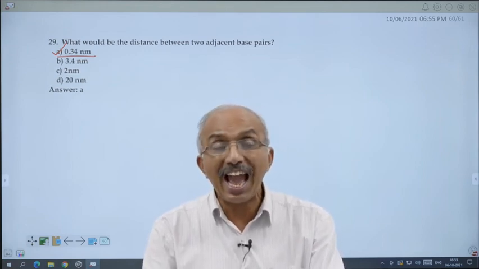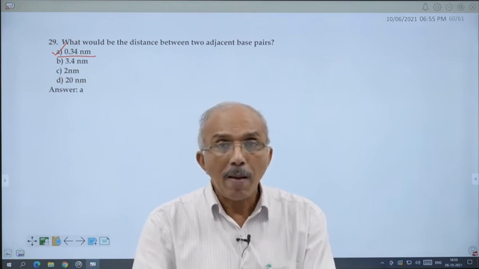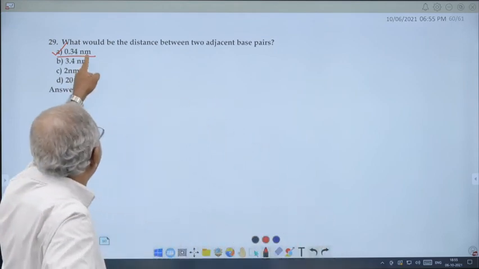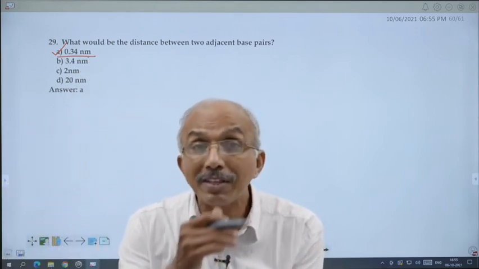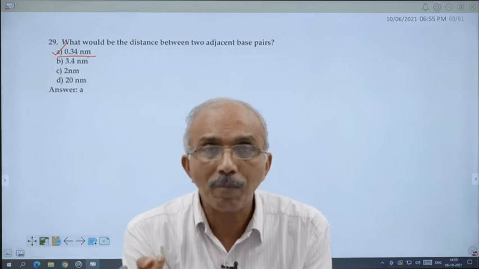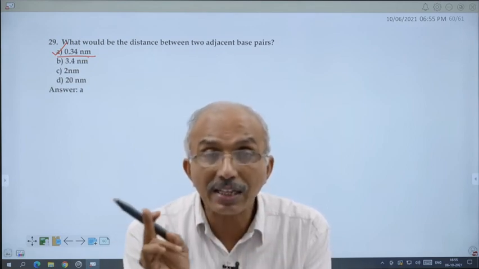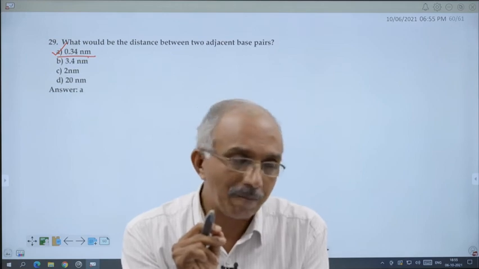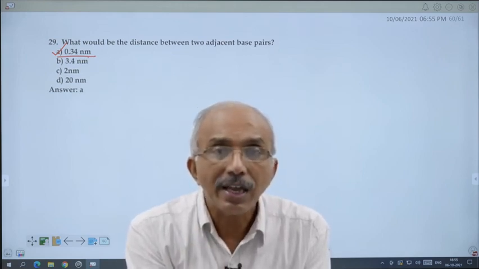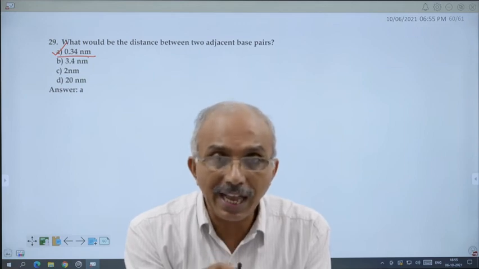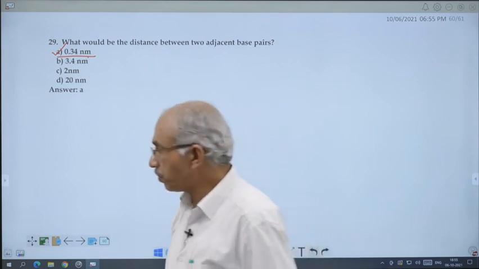So to get angstrom, multiply the nanometer value by 10. To get nanometer, divide the angstrom value by 10. It is 0.34 nanometer in DNA, the distance between two adjacent base pairs.